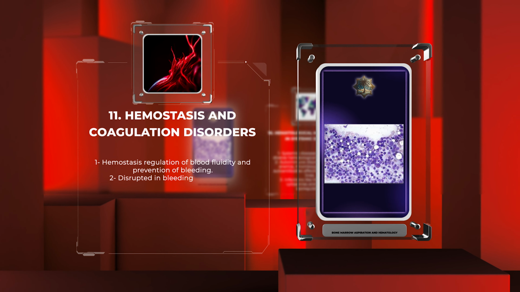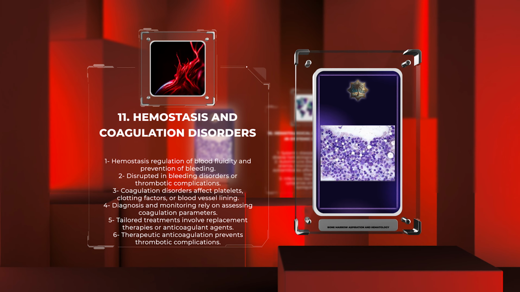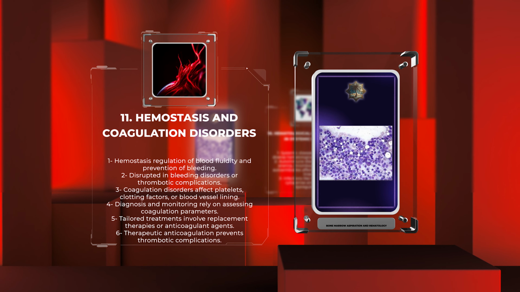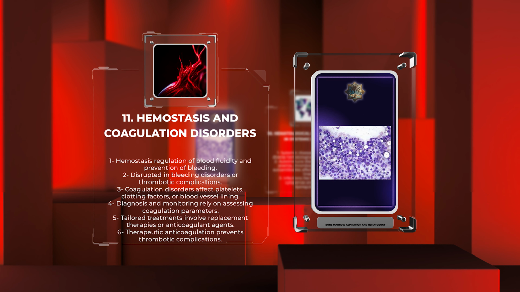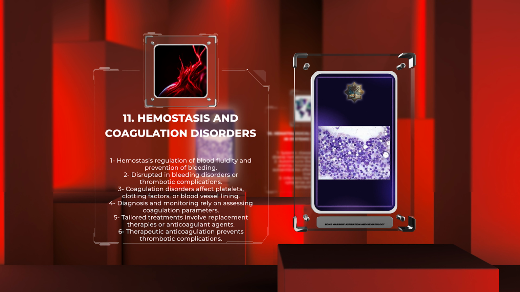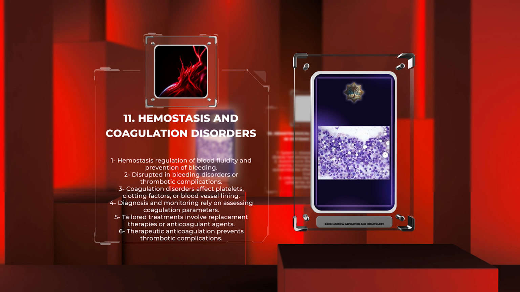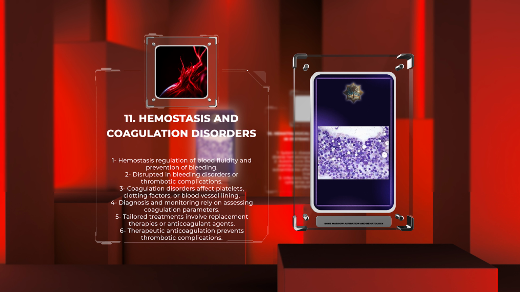Hemostasis, the regulation of blood fluidity and prevention of bleeding, is disrupted in bleeding disorders or thrombotic complications. Coagulation disorders affect platelets, clotting factors, or blood vessel lining. Diagnosis and monitoring rely on assessing coagulation parameters, while tailored treatments involve replacement therapies or anticoagulant agents. Therapeutic anticoagulation prevents thrombotic complications with an understanding of the coagulation cascade and anticoagulant drugs.